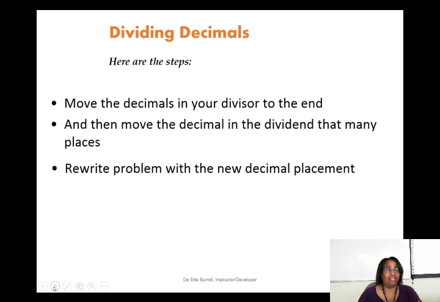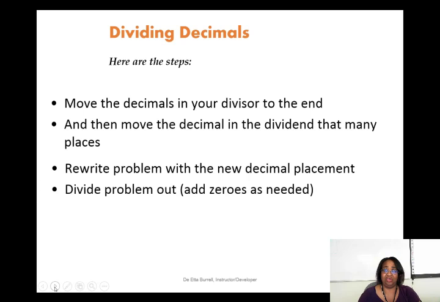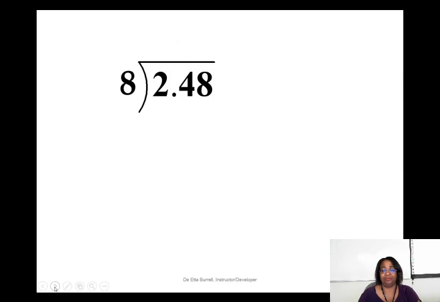Some students like to rewrite the problems because they don't like all of the changes inside their problem, just to help them with placement. You can do that, rewrite it if you want, you don't have to. And then in dividing decimals, sometimes it's necessary to add zeros so that you can divide to the number of places that you would like to have. And we'll talk about that too.